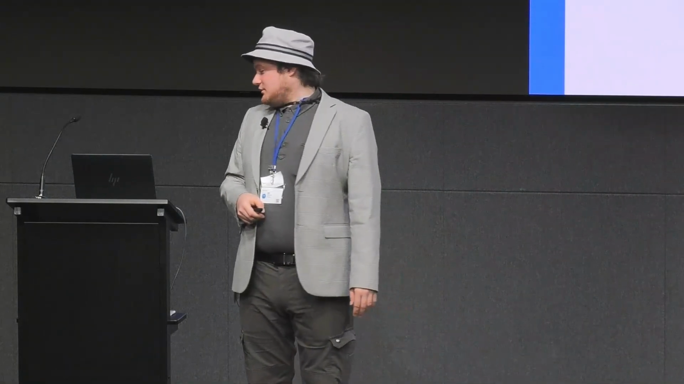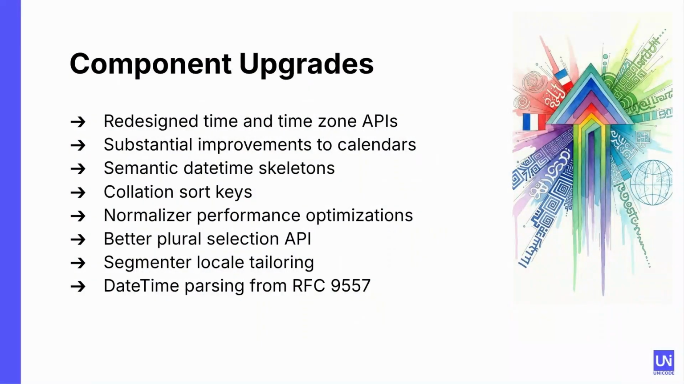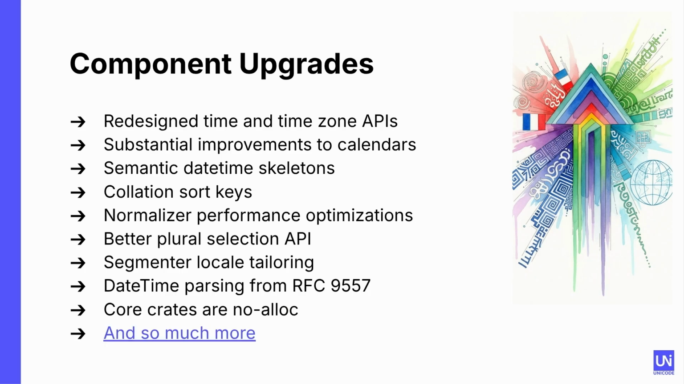And datetime parsing from RFC 9557. This is a specification that allows you to take a datetime string and get it into code. This datetime string has to obey a certain format. It's the same format used by Temporal. And the core crates are no alloc. What this means is that you can use this in environments like Android where you don't have access to a system allocator. Core components are completely heap allocation free, which is really cool.